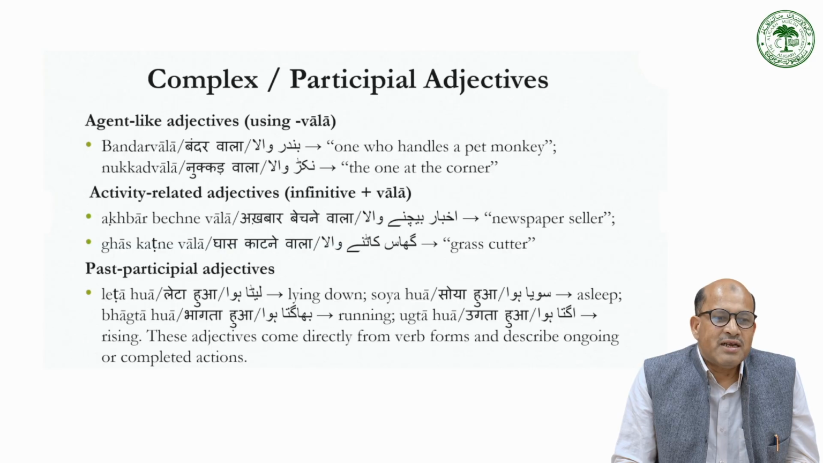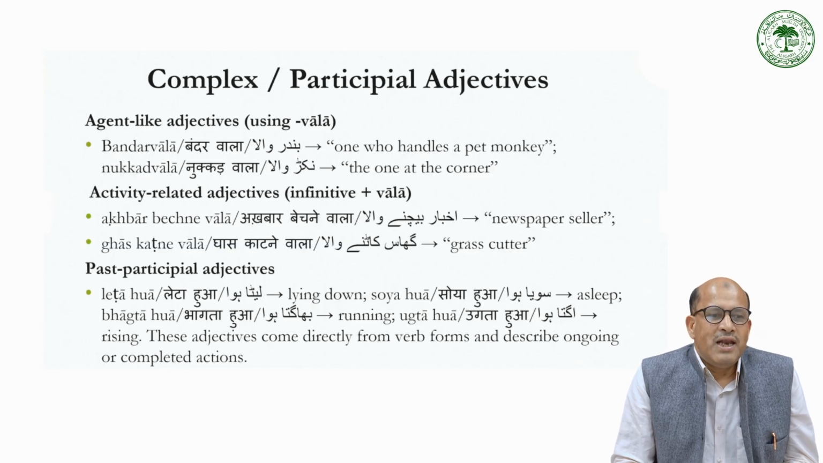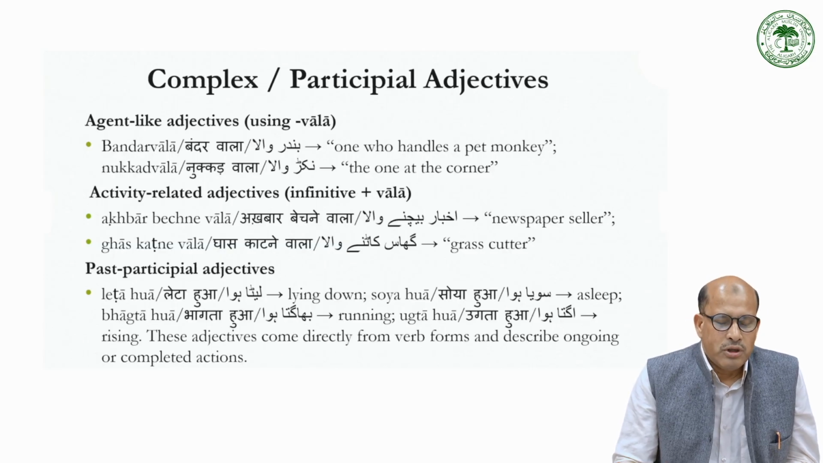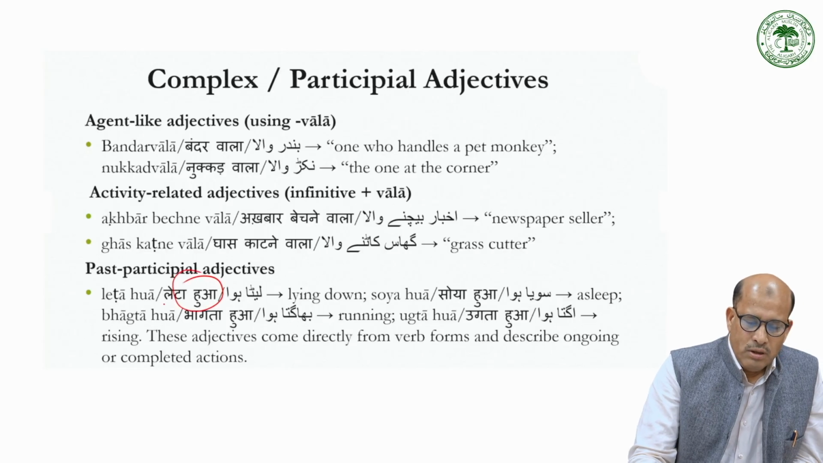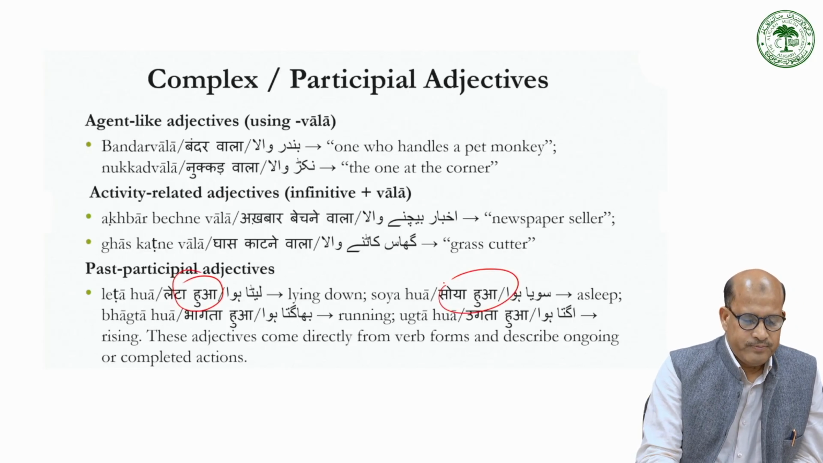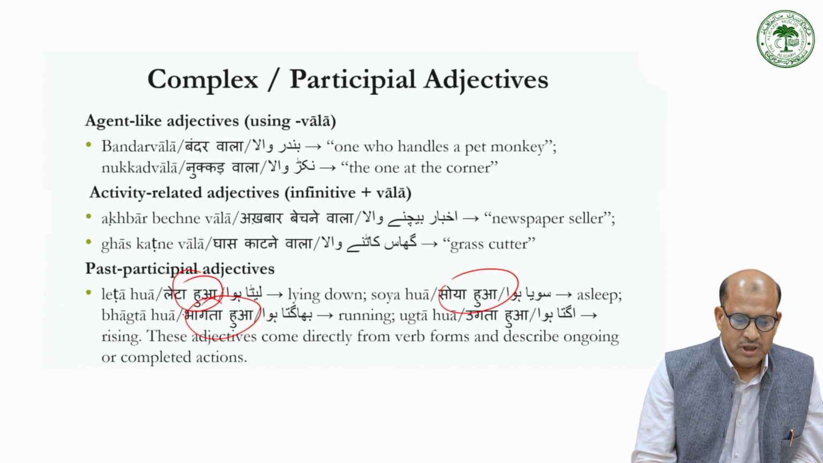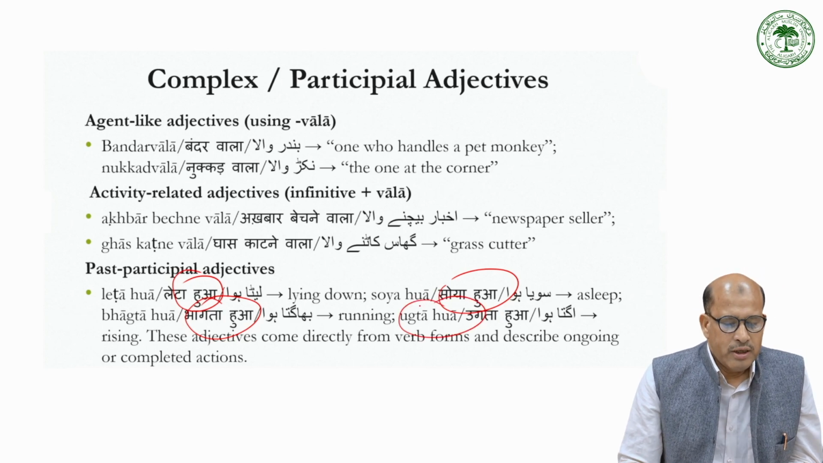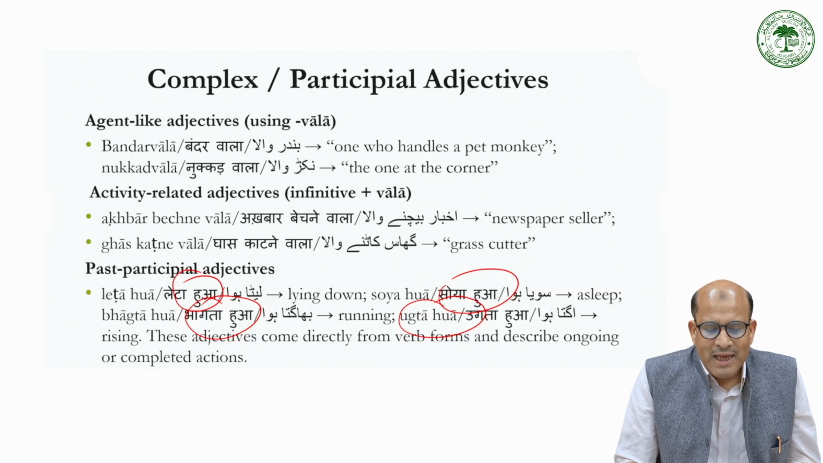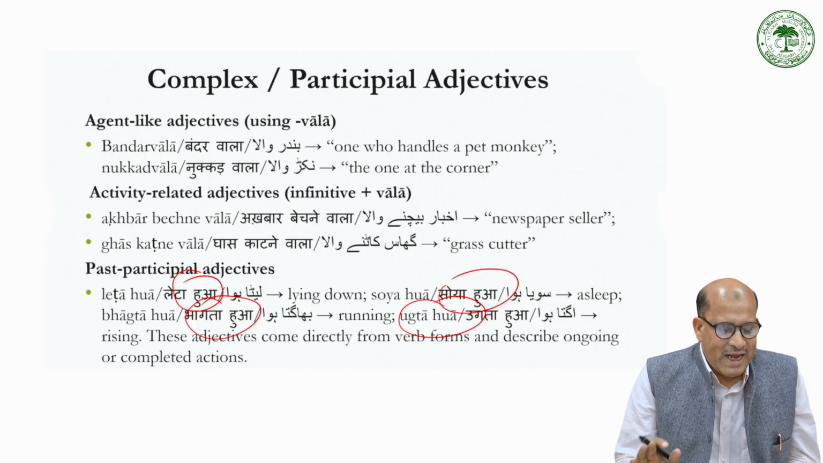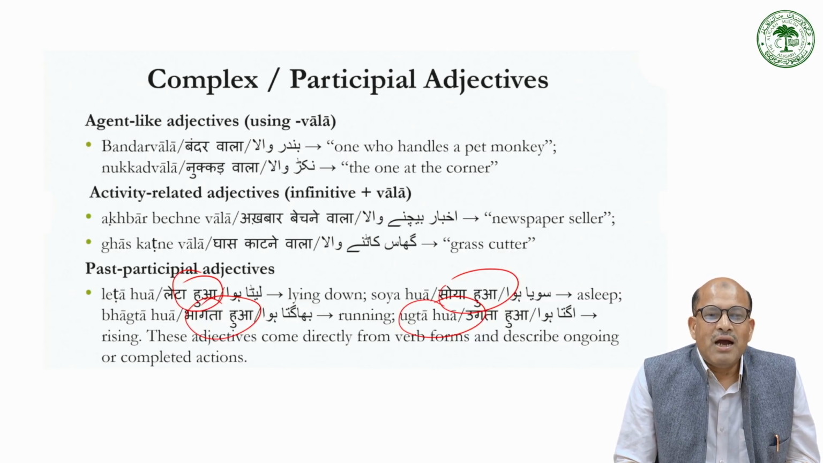Past participle adjectives, participial adjectives: लेटा हुआ, सोया हुआ, भागता हुआ, उगता हुआ. So लेटा हुआ, lying; सोया हुआ, asleep; भागता हुआ, while running; उगता हुआ, while rising. These adjectives come directly from verb forms and describe ongoing or completed action.